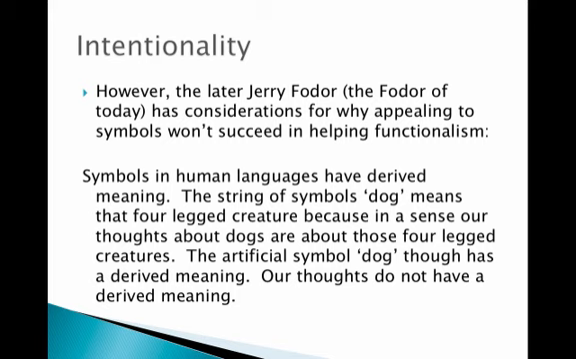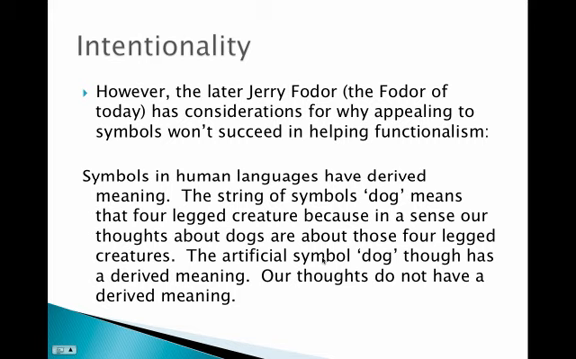Well, later on, though, Jerry Fodor realized the error of his ways. Or at least, he found his ways errorsome. And he has some considerations for why appealing to symbols won't actually succeed in helping functionalism. So symbols in human language have derived meaning. So take the string of symbols DOG, dog. It means those 4-legged creatures over there that run around, because in a sense our thoughts about dogs are about those 4-legged creatures. So the artificial symbol dog then has a derived meaning.